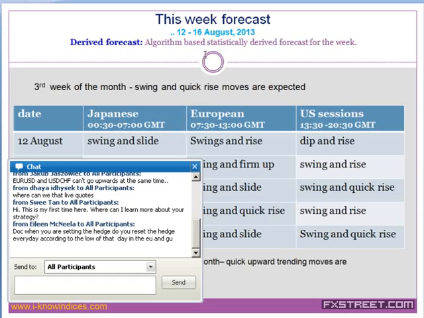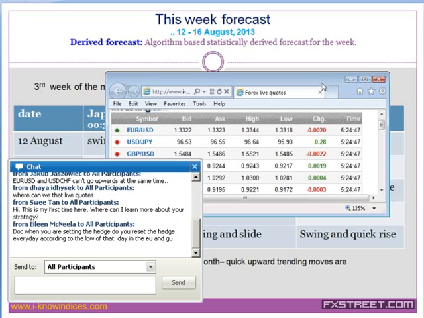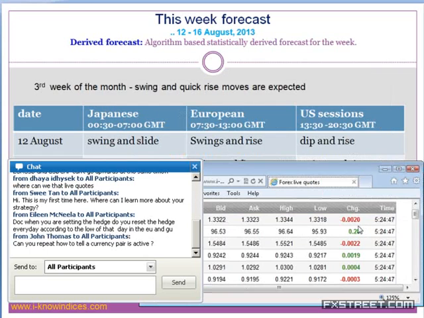Jacob, Euro and USD CHF cannot go upward at the same time. There is no guarantee like that, sir. Euro and GBP cannot go upward all the time. They can follow different stories. So that is what has given traders the impression that the market can do either a USD gaining move or a USD weakening move.